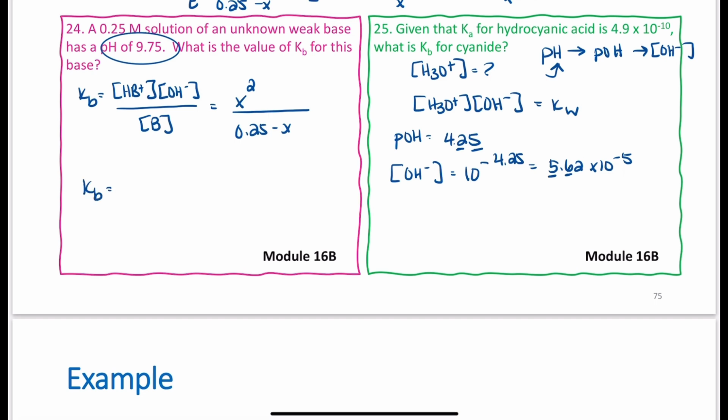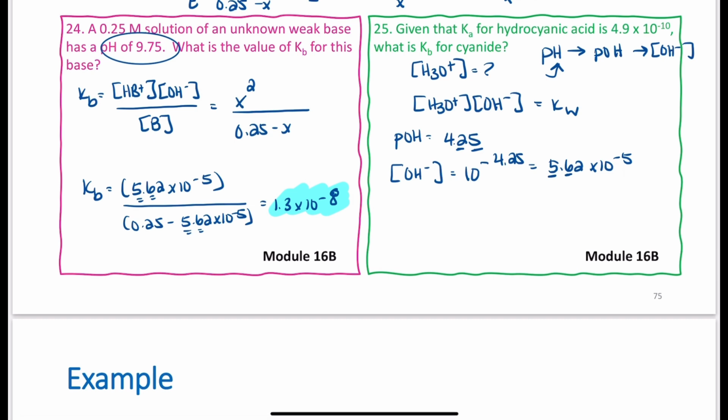And plug that into my Kb expression. Kb equals 5.62 times 10 to the negative 5, over 0.25 minus 5.62 times 10 to the negative 5. And I get out a value of 1.3 times 10 to the negative 8 for my Kb value. So again, very similar to what we did in number 23, just looking at Kb instead of Ka.